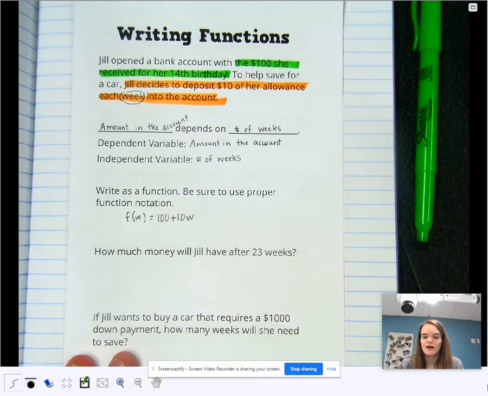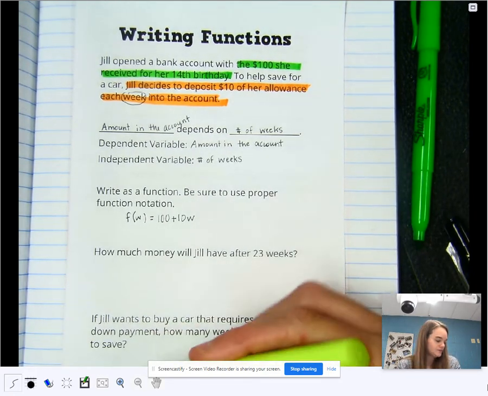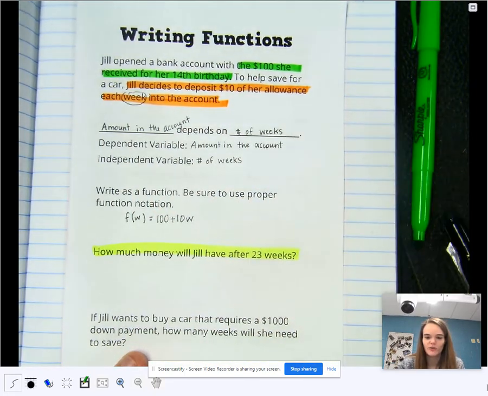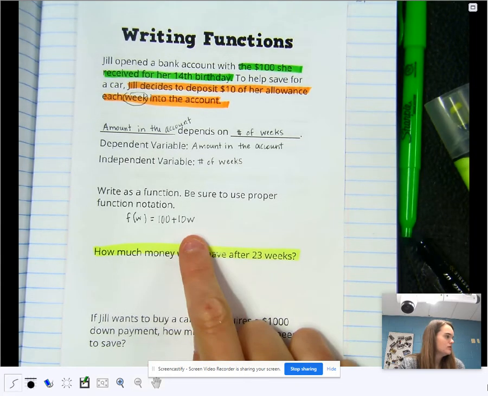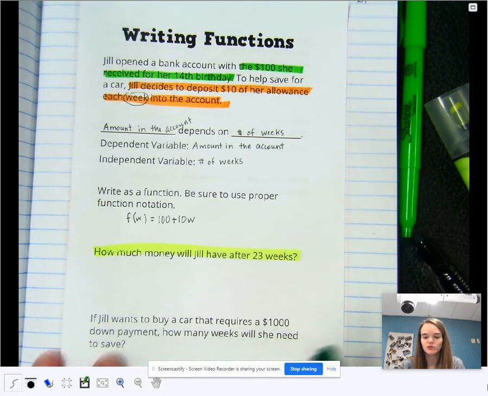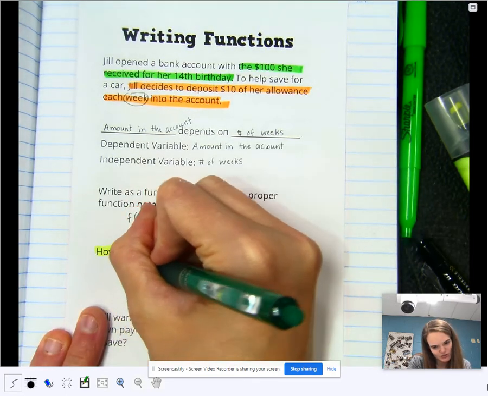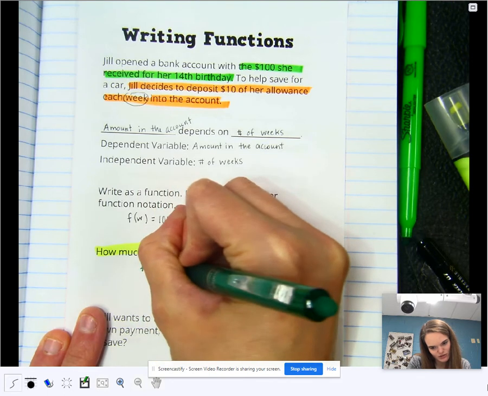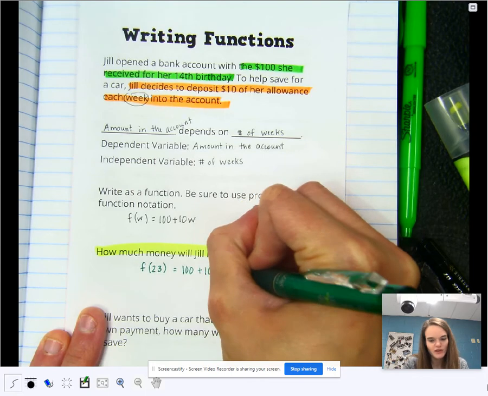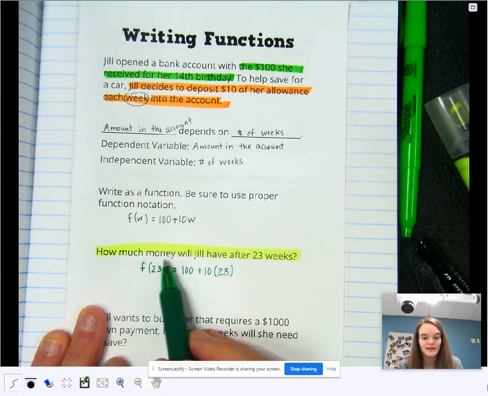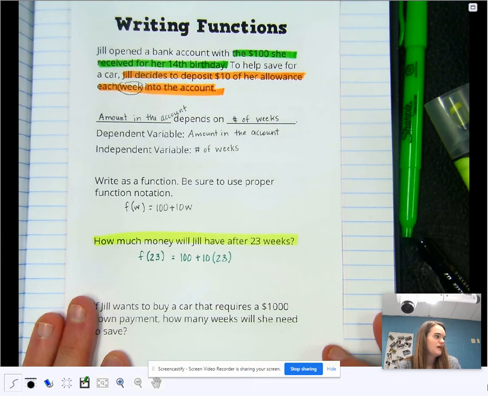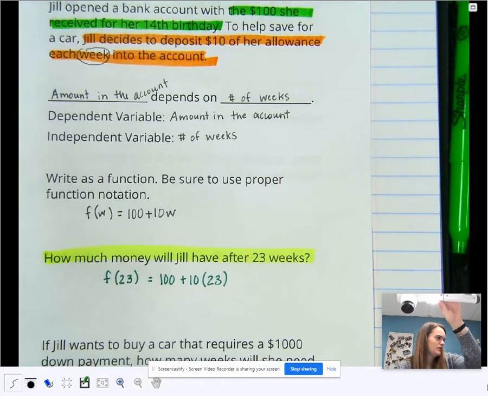Now, I've got two questions I've got to answer. The first question is, how much money will Jill have after 23 weeks? Well, since W stands for weeks, I'm just going to plug that W in to this equation. Here's what it will look like. Everywhere I see a W, I'm going to put 23. This piece right here just means that I plugged in a 23. You will see this often. F of 23, that means I plugged in a 23.